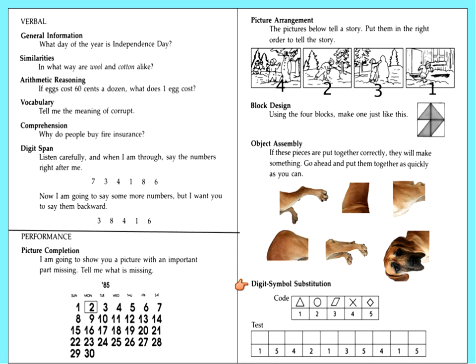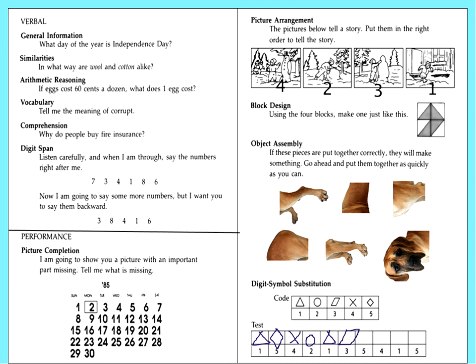Digit symbol. This is speed of processing. We're given 2 minutes to work left to right. So uniform testing procedures, right? Left to right, you have to write in the correct symbol above each number. So I've got to write in, whoops, I'm writing with white. That's not going to work well on white. So I've got to write in here a triangle. This has got to be a diamond. That's got to be an X. Number 2 is going to be a circle, back to a triangle. 3 is a parallelogram, and so on.